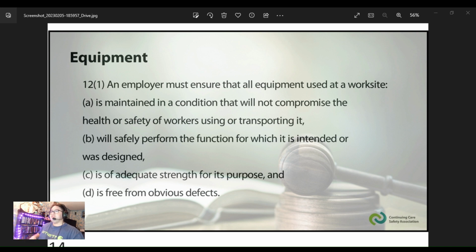So, the employer must ensure that all equipment used at the worksite is maintained in a condition that will not compromise the health and safety of workers using or transporting it, will safely perform the function for which it is intended or was designated, is of adequate strength for its purpose, and is free of obvious defects.